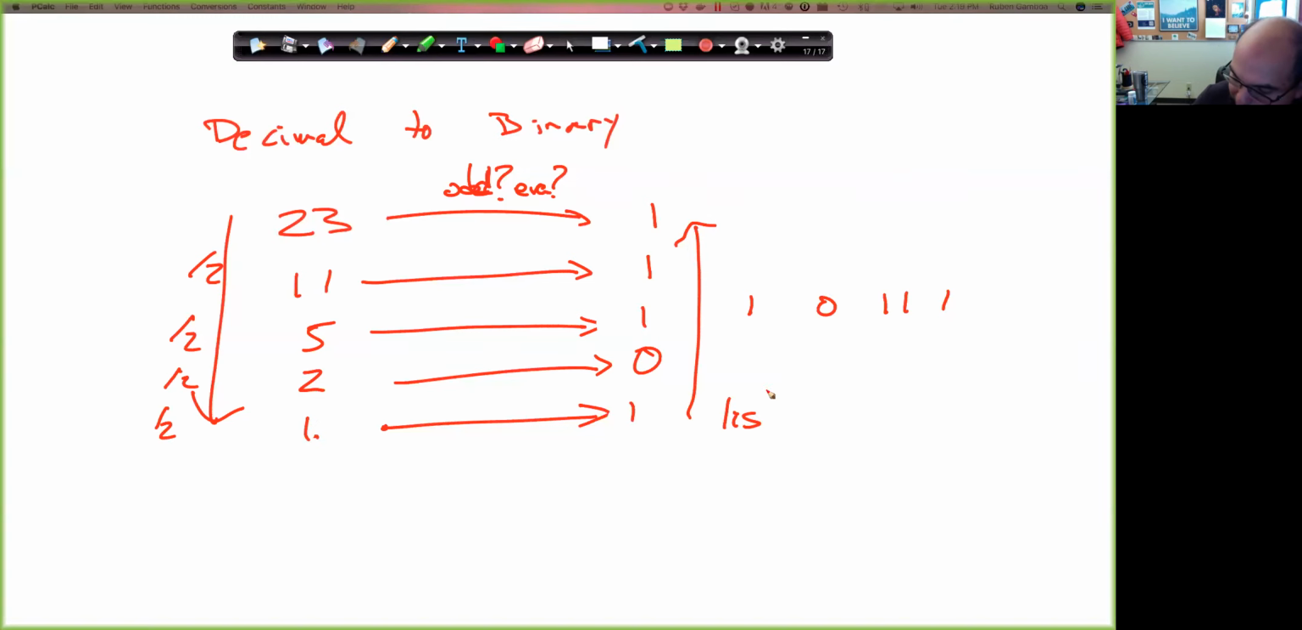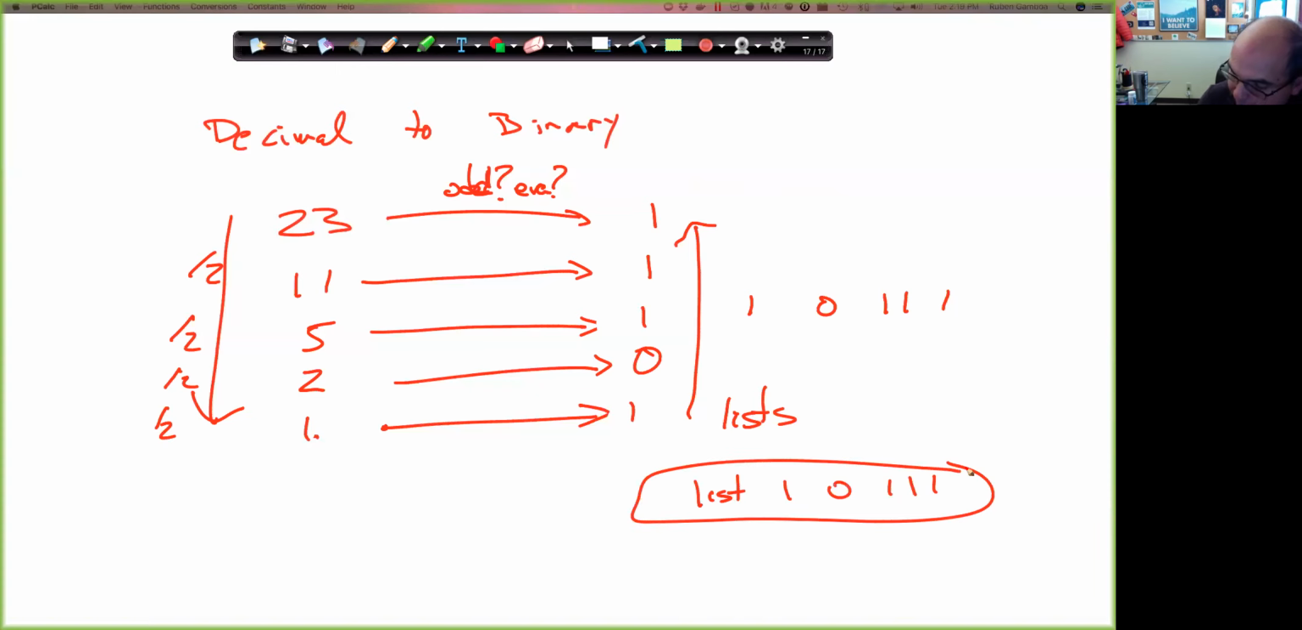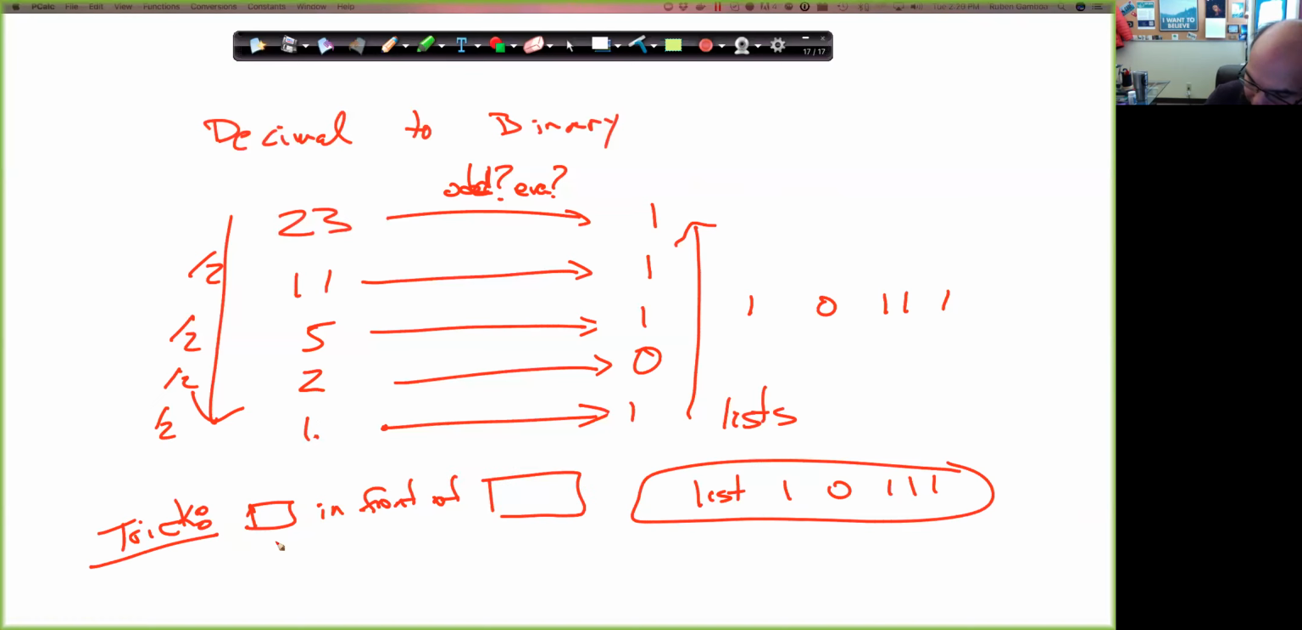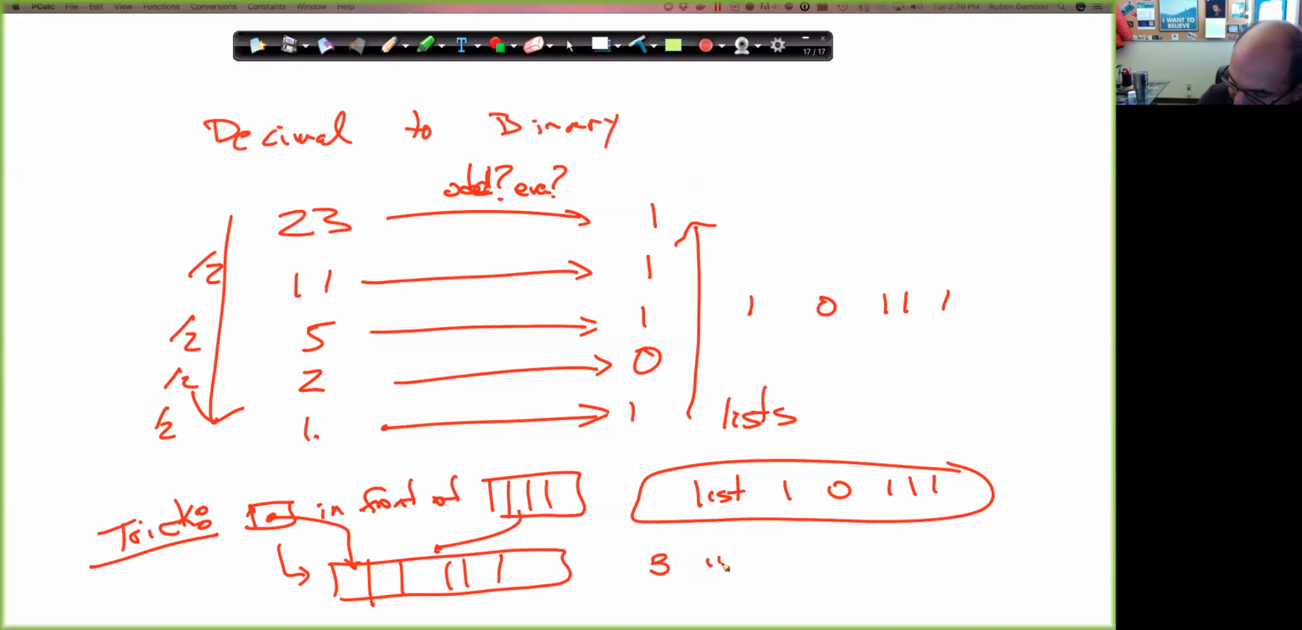What you'll want to do is use lists, so that you end up with the list 1, 0, 1, 1, 1. This is actually a block that's in Snap. I do want to tell you a trick. Write a block. There is already a block that says something in front of a list. It returns a new list where we take this number and put it here, and then copy the other numbers over. For example, 3 in front of the list 2, 4, 6 is equal to the list 3, 2, 4, 6.